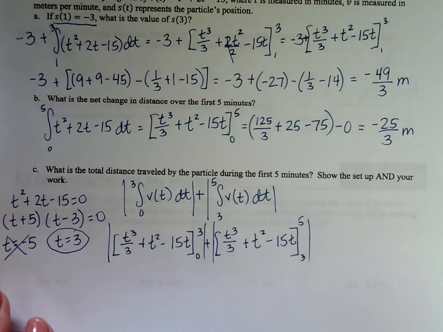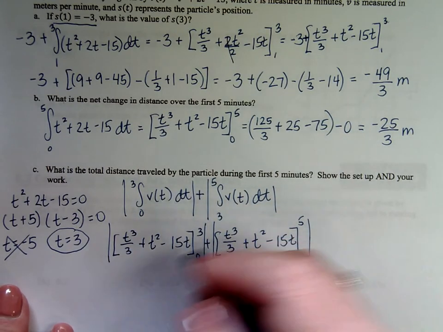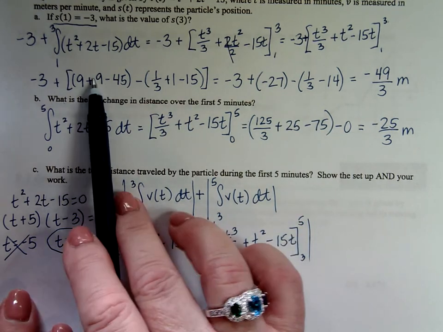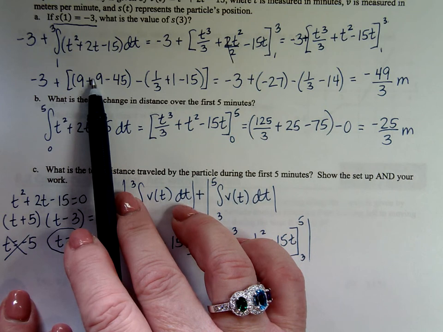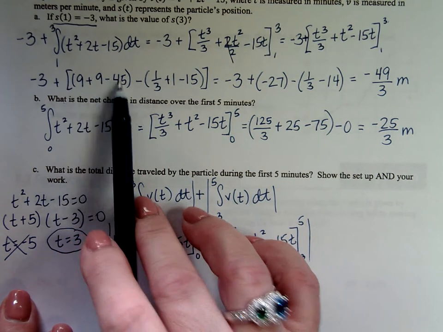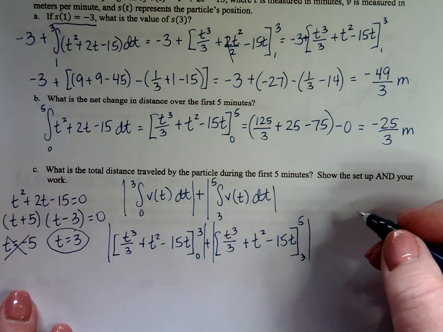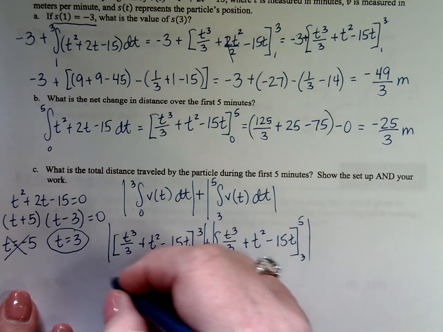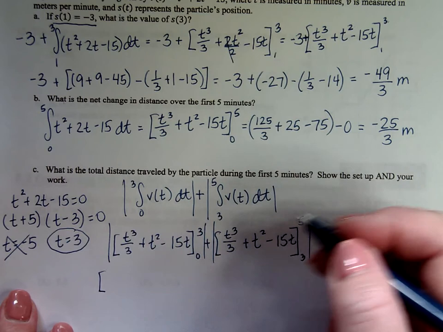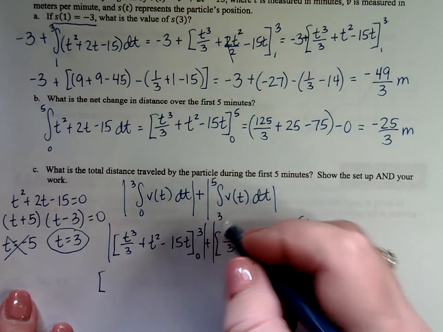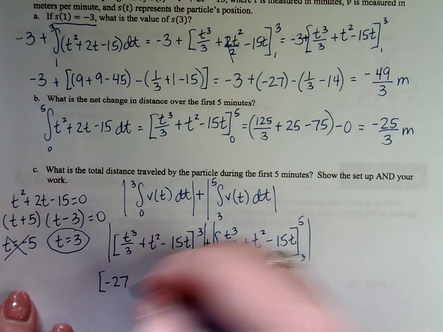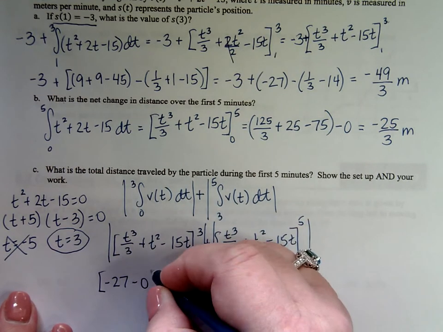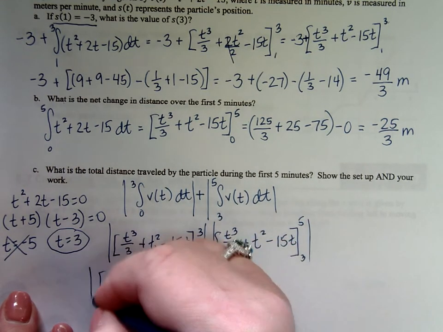So plugging in a 3. Well, didn't we do that up here somewhere? We probably did. This was plugging a 3 in. So I get 9 plus 9 minus 45. That gave me a negative 27. So I know that this first part, when I plug it in, if you can use your previous knowledge, go for it. I've got a negative 27 when I plug a 3 in. When I plug a 0 in, I get 0. All right, absolute value gives me 27.